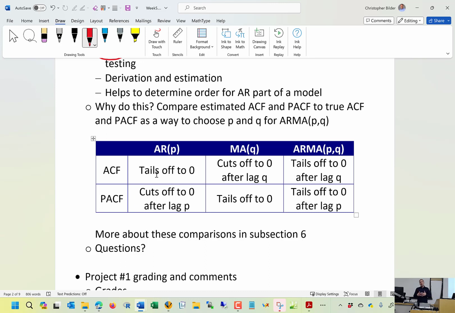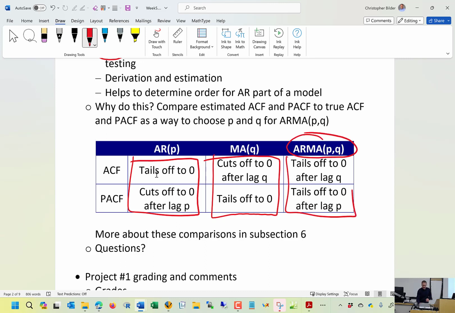So what this means in the grand scheme of things is that, say I have a data set and I do an ACF plot and a PACF plot. If I see that the ACF tails off to 0 and the PACF cuts off to 0 after lag P, then I know I have an autoregressive model. You could do something similar for the moving average, but with the ACF and PACF behavior reversed. And if I'm looking for an ARMA(P,Q) model, the ACF tails off after lag Q and the PACF tails off after lag P.